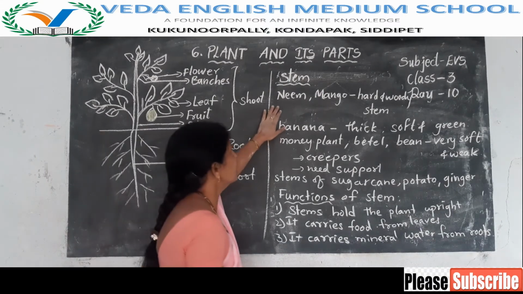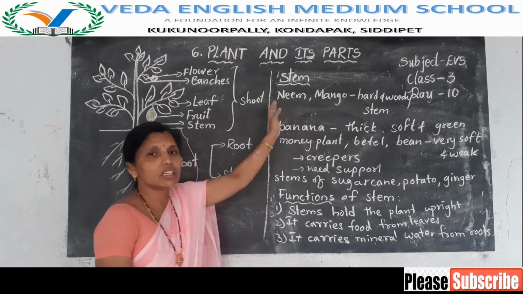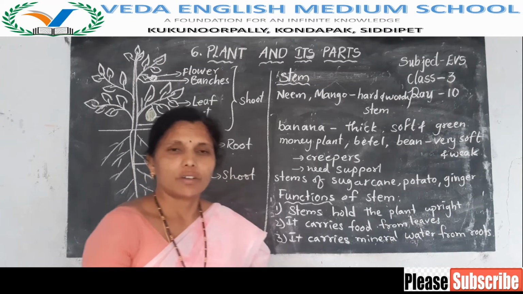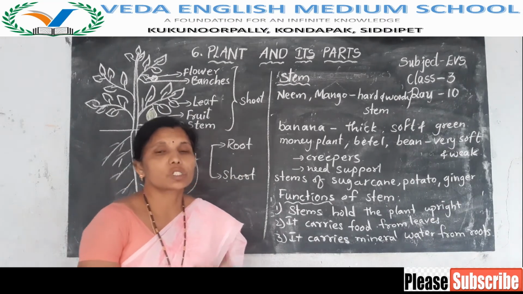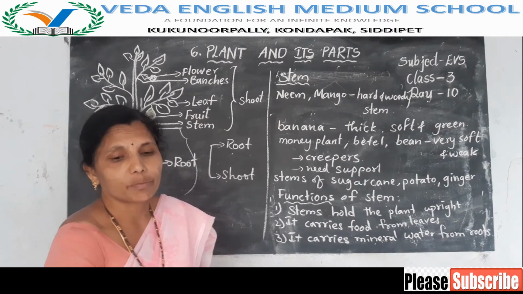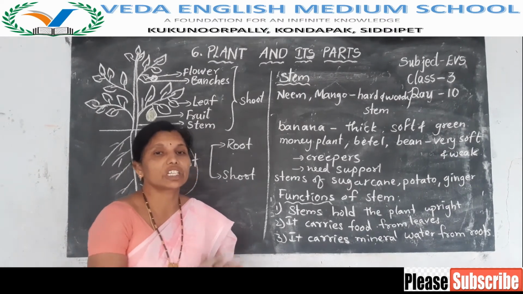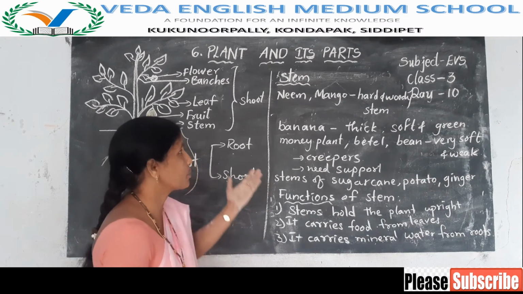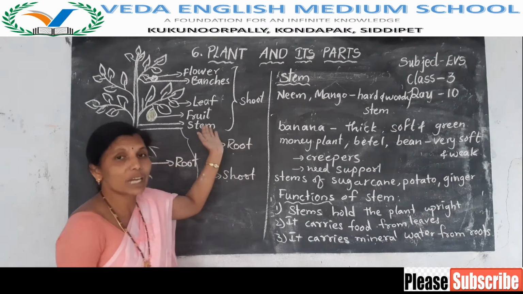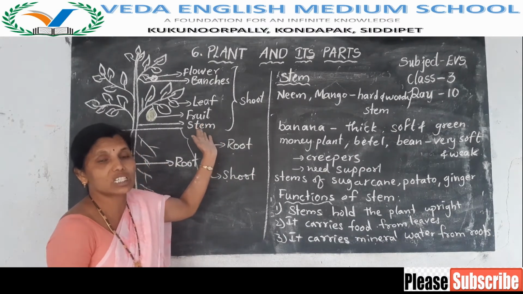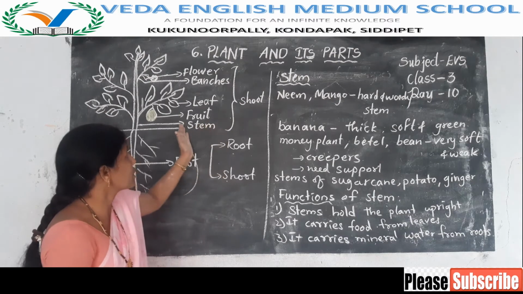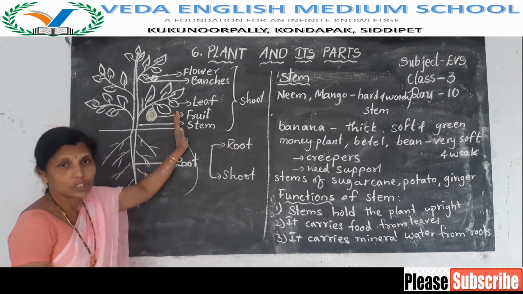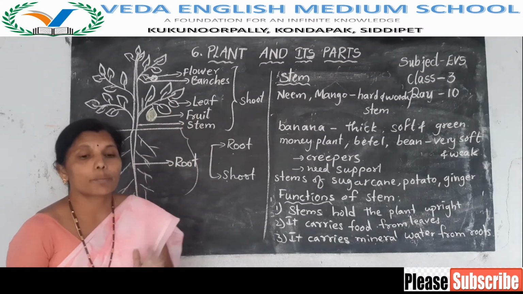And the next part of the plant is the stem. The part of the plant which grows above the ground is called a stem. It is the main part of the plant. It gives support to the parts of the plant that are above the ground, means it gives support to the branches, leaves, flowers, fruits.